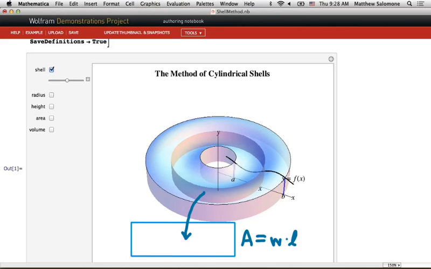So we just need to figure out what are the width and the length of this rectangle that we obtained by taking this cylindrical shell, this soup can label, and cutting it off the can and laying it on the table. Well, first of all, what's the height of this rectangle which we obtained by taking out this cylindrical shell?